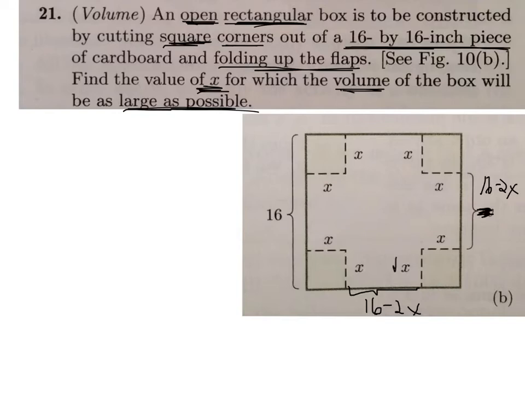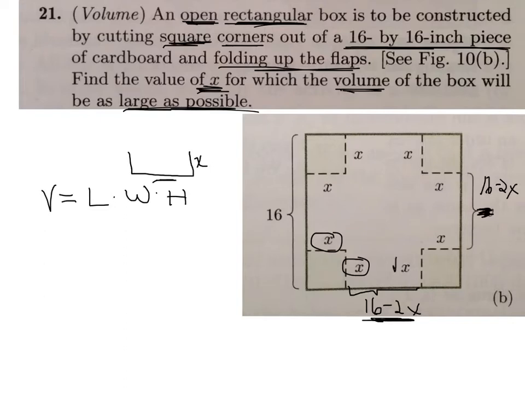What will the height look like? Well, you fold up by x, so when you make your box, here's the side of your box, and it's going to have a height of x. So what's volume? Volume equals length times width times height. Each of these pieces right here is going to be the width. So let's call that my width. So that's 16 minus 2x.